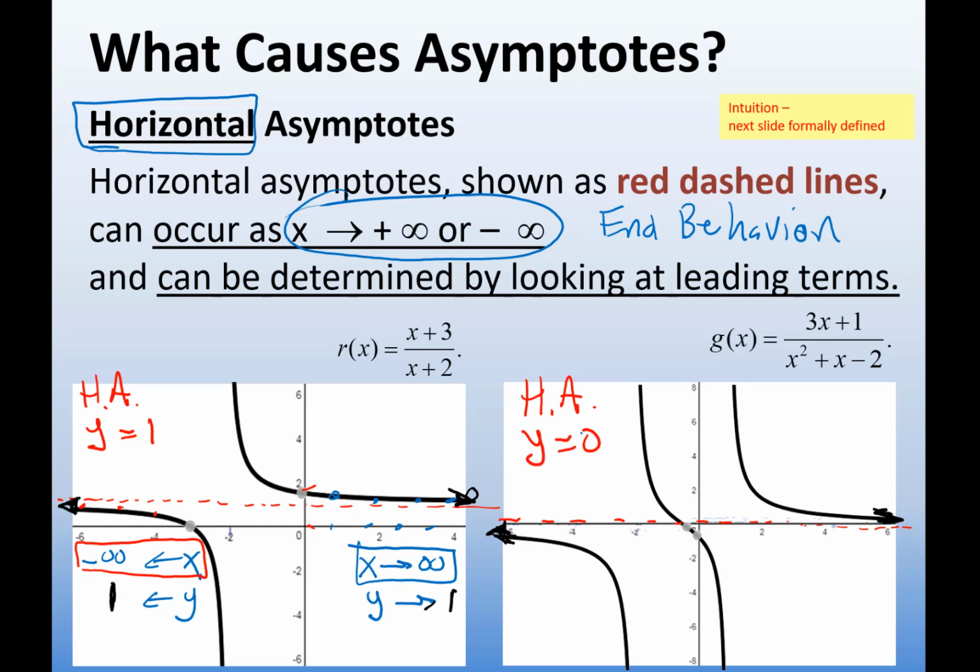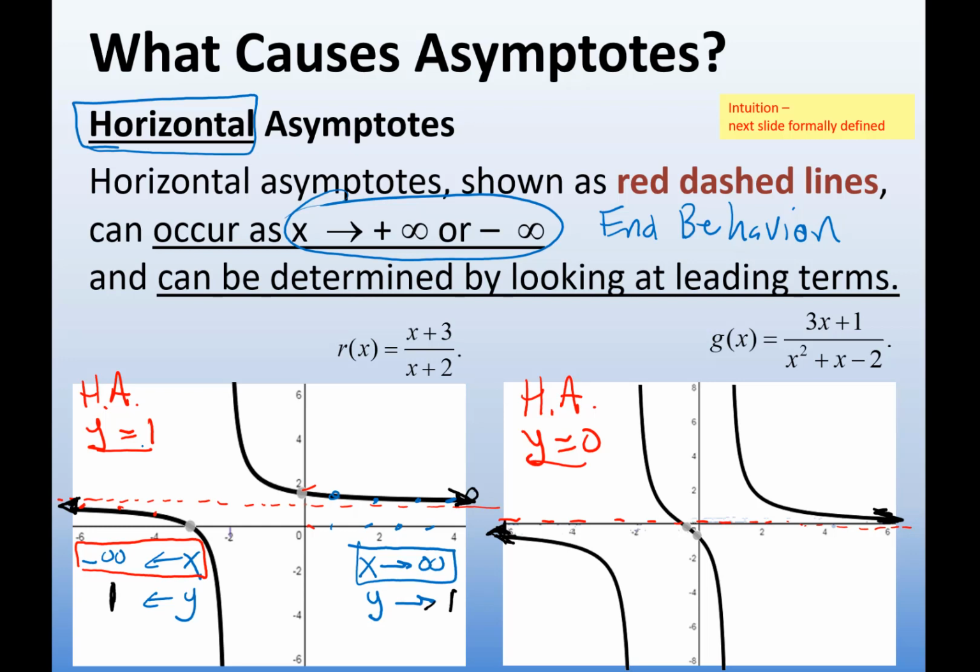Now, in both cases, y equals 0 and y equals 1, these are equations of lines. They're equations of horizontal lines. They're not part of the graph. The black is the real graph of the function, but the red lines are indicating some special phenomena happening in the graph. And that's the phenomena we're talking about describing here.